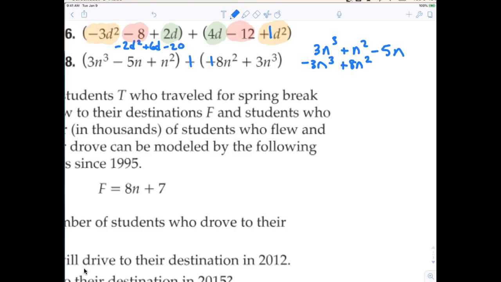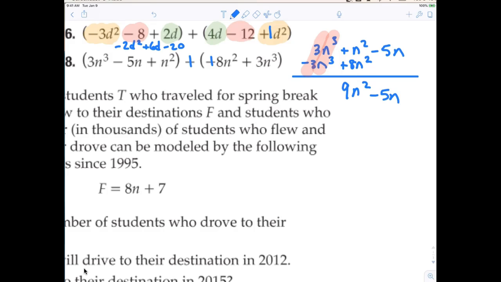Now, what happens to the cubes? They definitely cancel. So there's nothing there anymore. So your final answer is just what? 9n squared minus 5. Yeah, guys. That's pretty easy. Anybody have any questions with that?